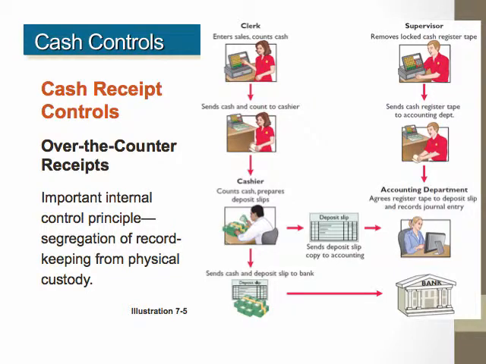So here's an example of what would happen in an over-the-counter situation with cash. A clerk who receives cash from a customer takes the cash and puts it in their cash register. The cash register also comes up with cash receipts, and eventually a cashier would have to come up and take the cash to prepare the deposit to go into the bank. The cashier would create a deposit slip to accompany the deposit, but also a duplicate deposit slip that would go to the accounting department, who would keep track of all the deposits being made by the company.